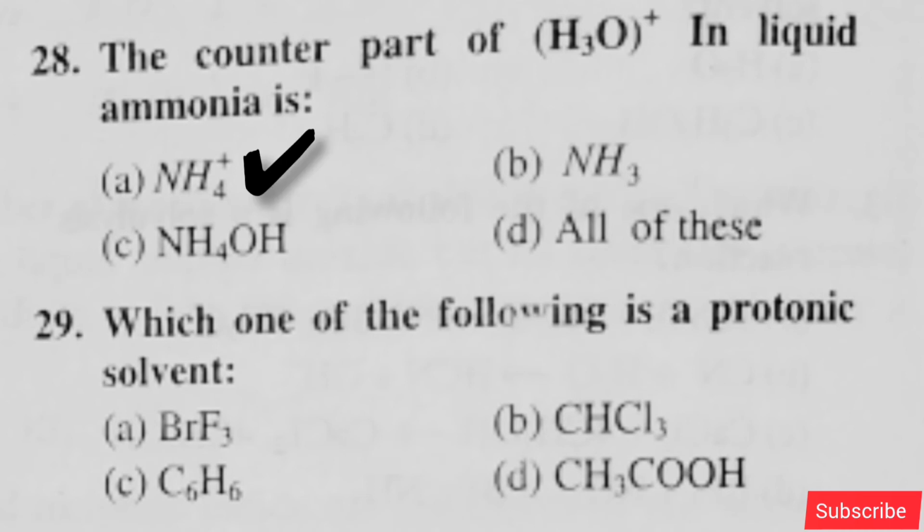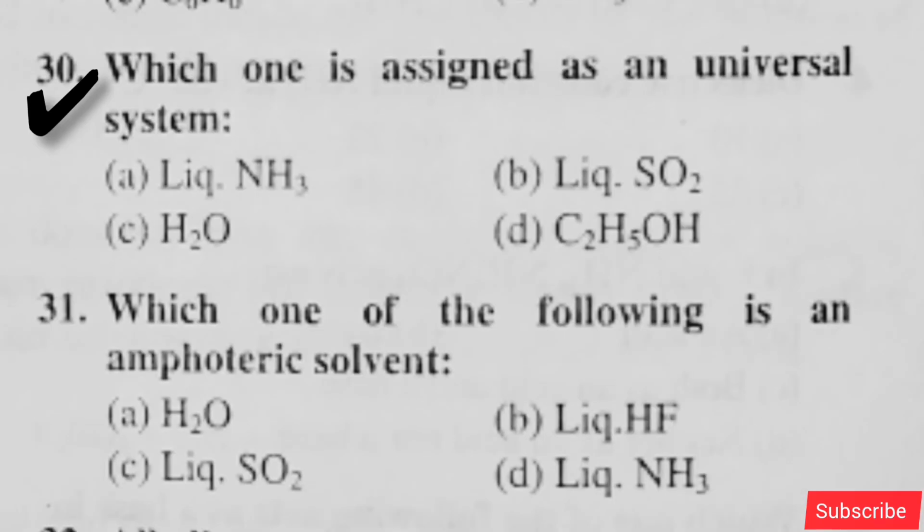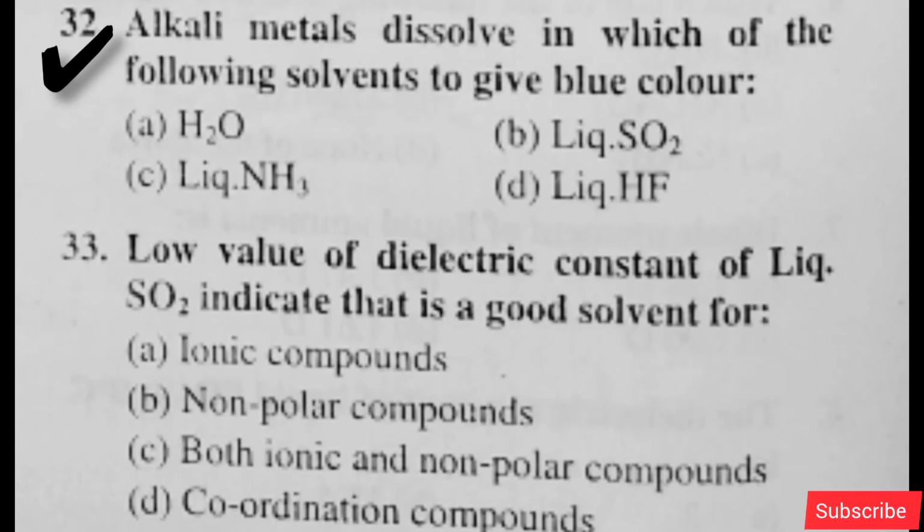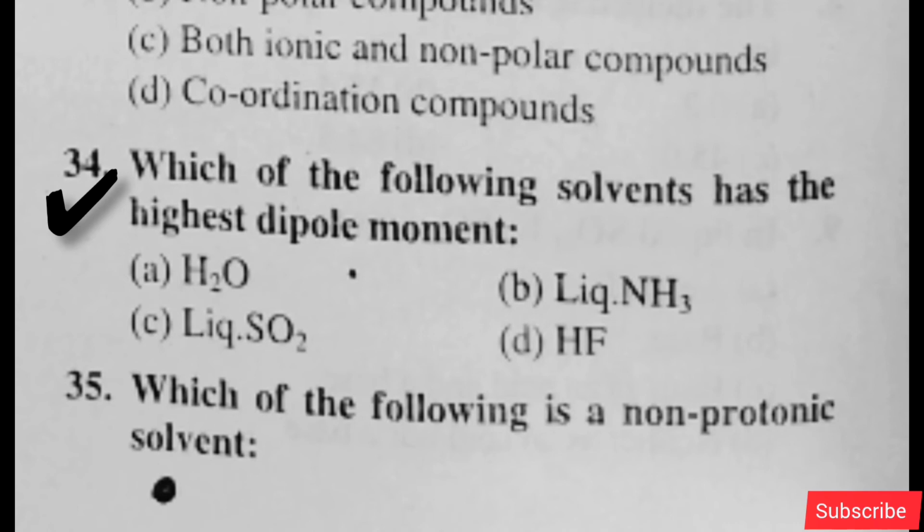Option A is right. Which one of the following is a protonic solvent? Option D is right. Which one is assigned as a universal system? Option C is right. Which one of the following is an amphoteric solvent? Option A is right. Alkali metals dissolve in which of the following solvents to give blue color? Option C is right. Low value of dielectric constant of liquid SO2 indicates that it is a good solvent for. Option B is right. Which of the following solvents has the highest dipole moment?